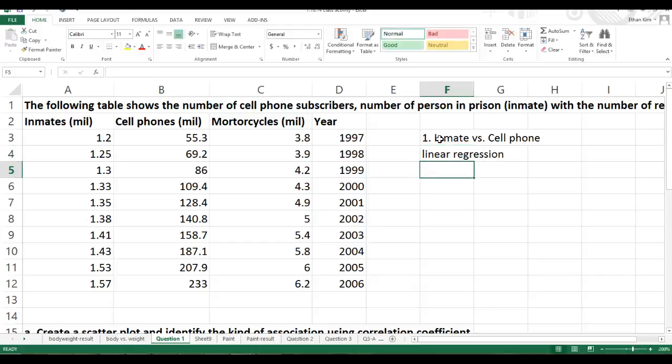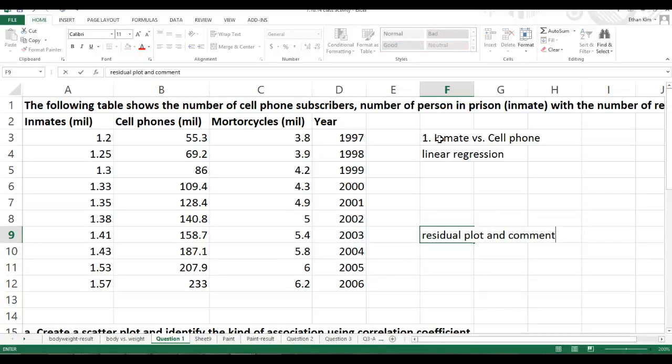Okay, so you're going to find a linear regression, and you're going to come up with the equation first of all, and next you're going to look at the residual plot, and comment. You have to comment. It's always important to comment on it. So residual plot, and comment if the residuals are random, or if there is any pattern you see, right? So linear regression and comment. All right.